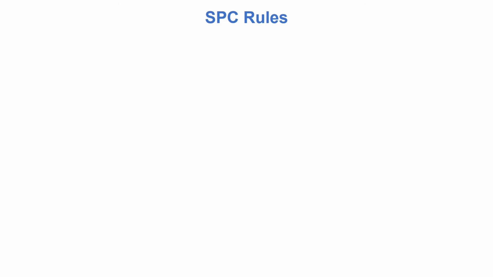Importantly, there are SPC rules. Most of us don't need to understand the detail of these rules. They're based on probability. I definitely don't understand them. I just take them as they are given. So there are 8 rules in total in SPC. The simplest ones are these 3.